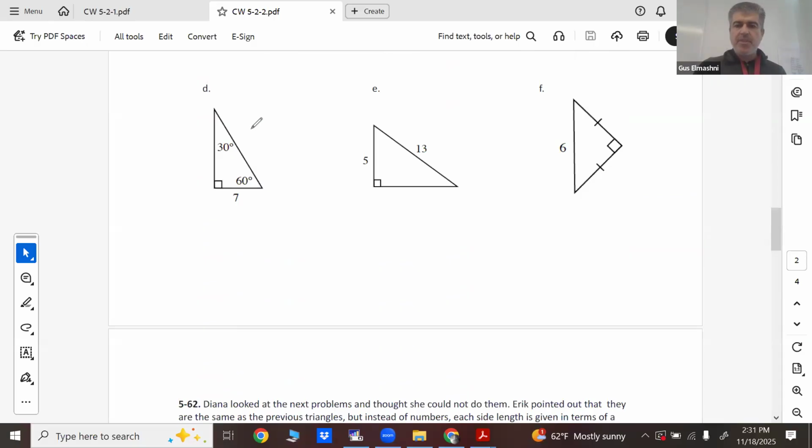All right. I think you guys got this. Okay. So this is the shorter leg. So the hypotenuse must be what? If you do this, 7 and 7, that's 14. 7 root 3. Yes.